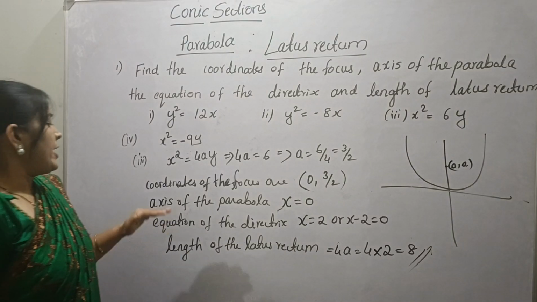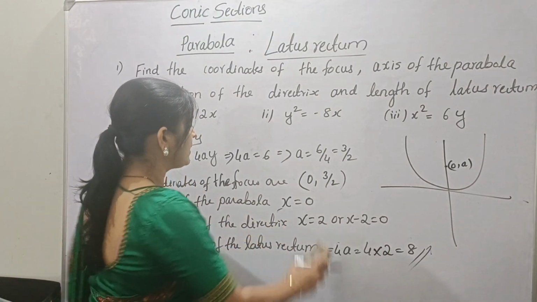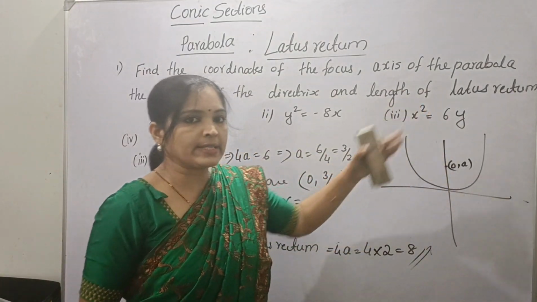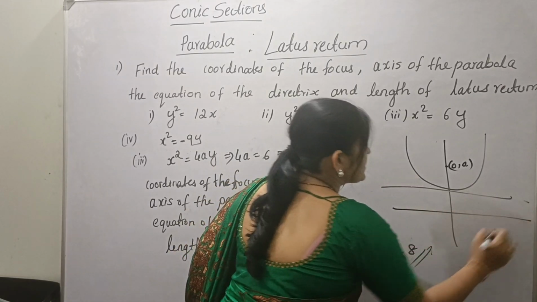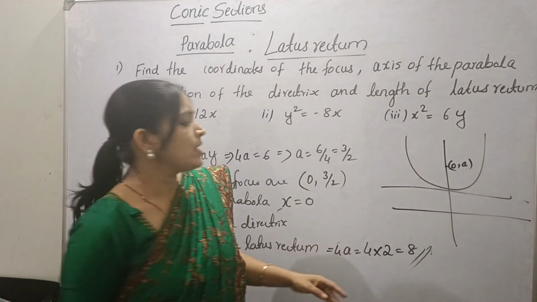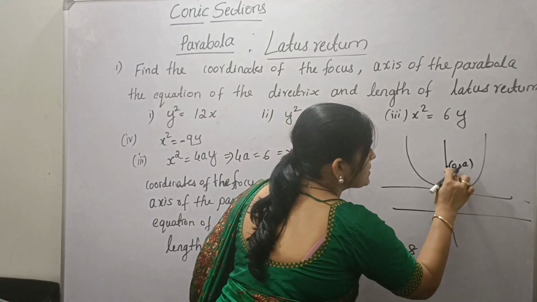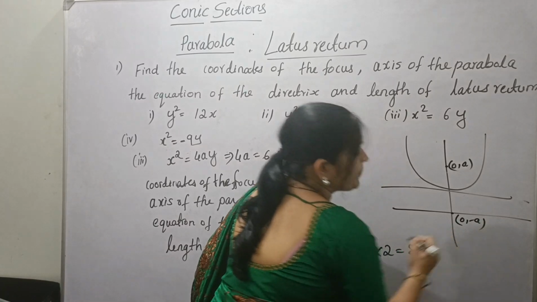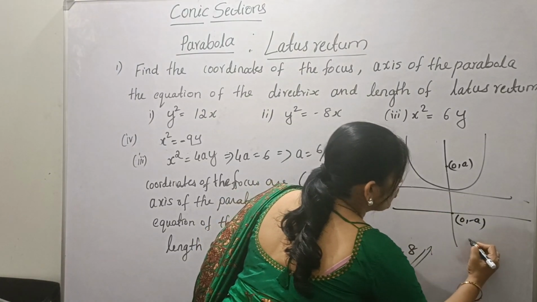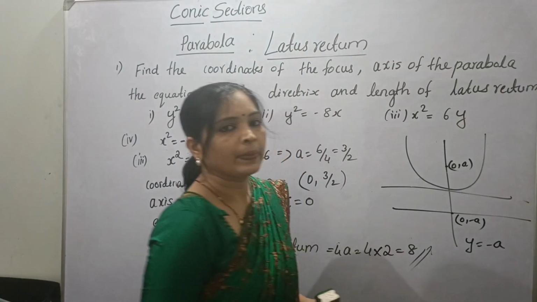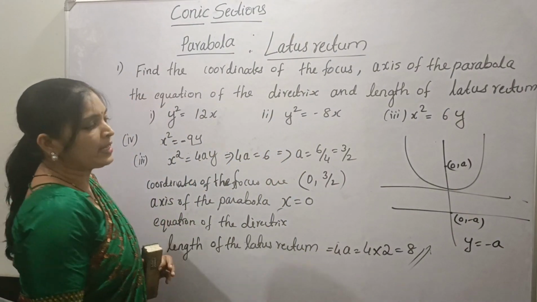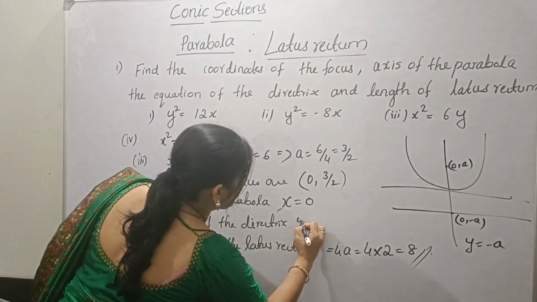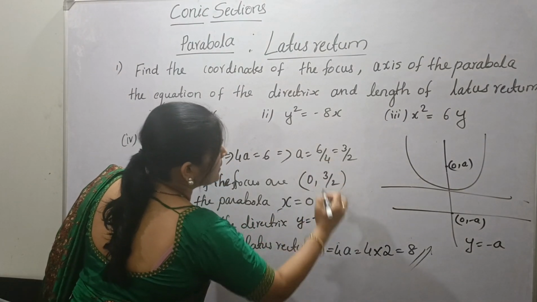Okay. Next, the equation of the directrix. See, here the parabola opens towards the positive y-axis. So the directrix is on the negative y-axis. So the point is (0, a), and we can write it as (0, -a). So here the equation is y = -a, that is y + a = 0. So here y = -3/2.